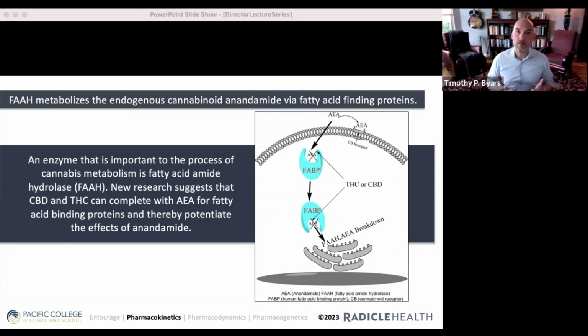There's a new theory that if cannabinoids are potentiating our endogenous cannabinoids, it's likely because they're competitively binding to fatty acid binding proteins that actually carry anandamide and 2-AG into the cell for metabolism. So because there's that competitive binding at these sites, sometimes anandamide doesn't win that competition, and so it allows the compound to stay out in the bloodstream and do its work a little bit longer.